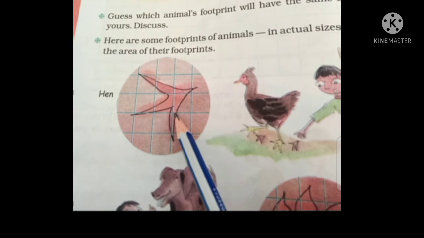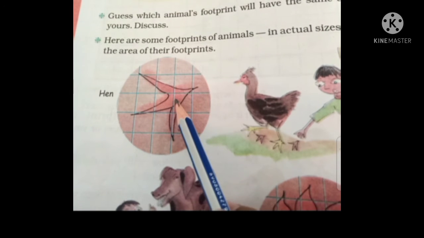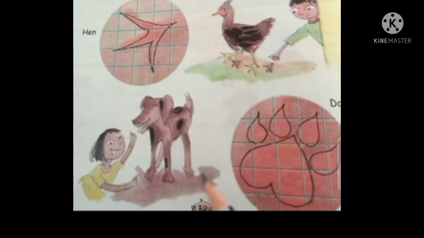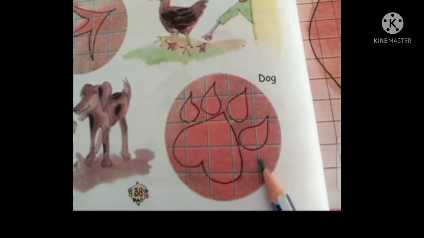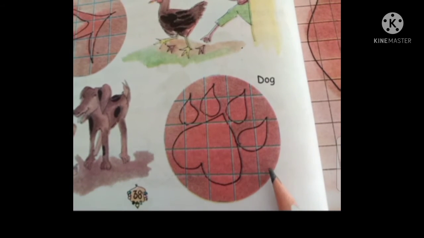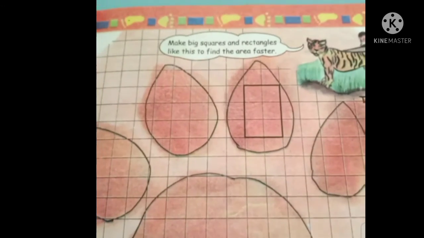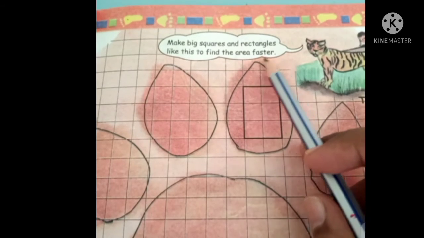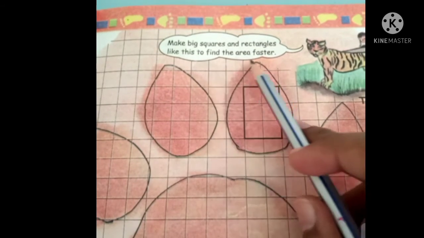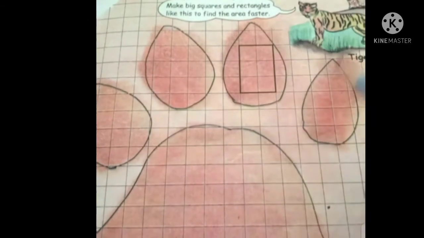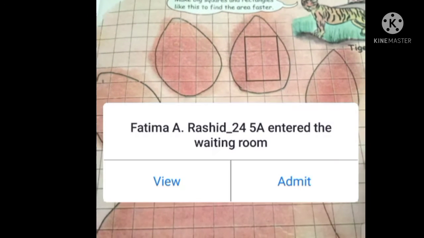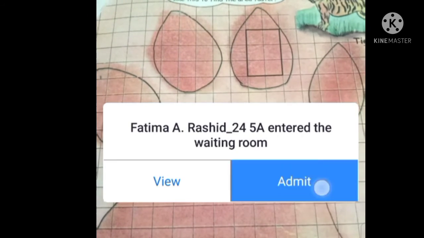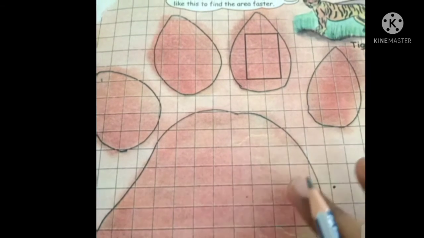See here the large size picture of the tiger footprint is given, right? Tiger footprint दिया है in the bigger size. So you have to find the area of it. Okay, so how can you find it? So instead of counting 1 2 3, you make squares or rectangles this way and count the area of this footprint. Okay, so this is your homework. So you will do it on your own. Are you clear about this? This is just for fun.